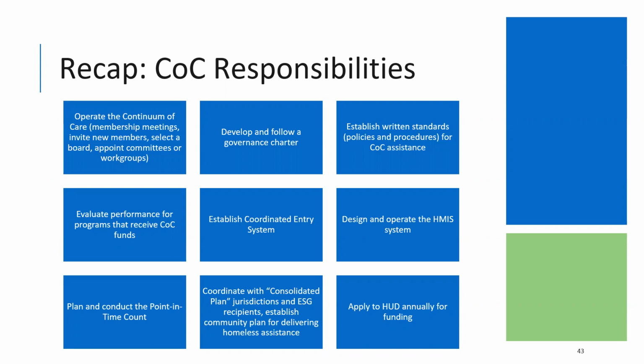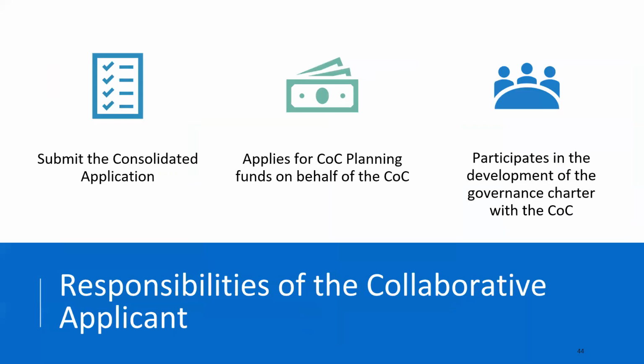CoCs have to establish a coordinated entry system, as well as design and operate that homeless management information system, HMIS. CoCs have to plan and conduct the point in time count. CoCs should be coordinating with consolidated plan jurisdictions, ESG recipients, really working with the other folks in the community who are addressing homelessness, and establish a community plan for delivering that assistance, and then apply to HUD annually for funding.